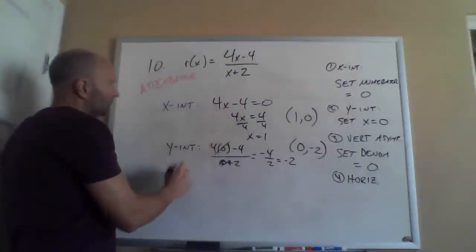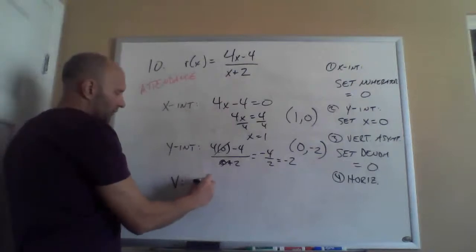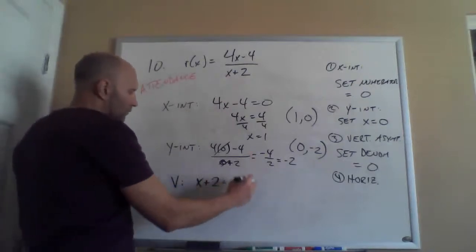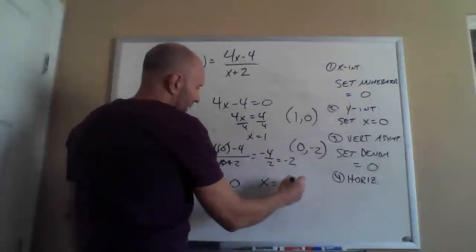Vertical asymptote. Set the denominator equal to 0. So x plus 2 is 0. Move the 2 over. x equals negative 2.